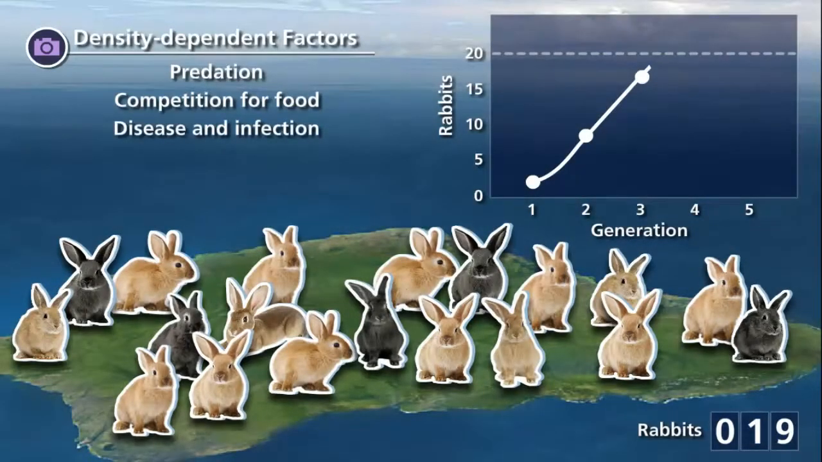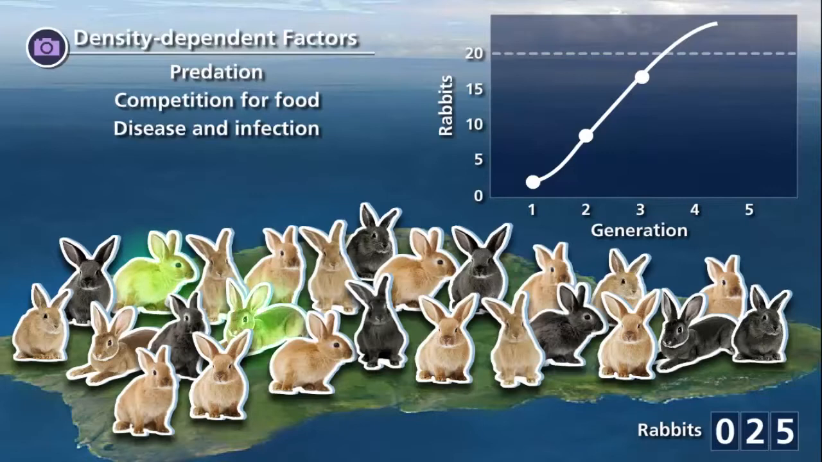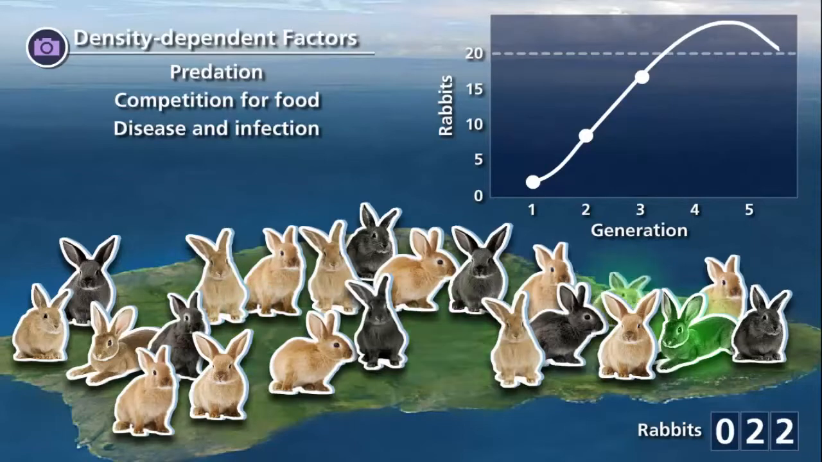Disease or parasitic infections are also density-dependent factors. When the population is larger, there is crowding, and disease agents can pass more easily from one rabbit to the next, leading to reduced survival rates.